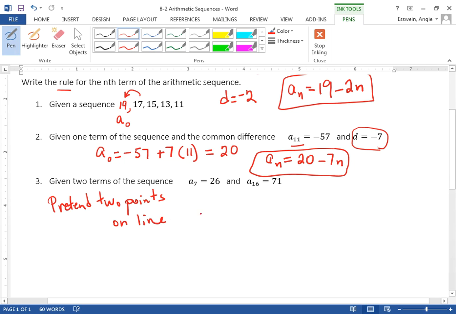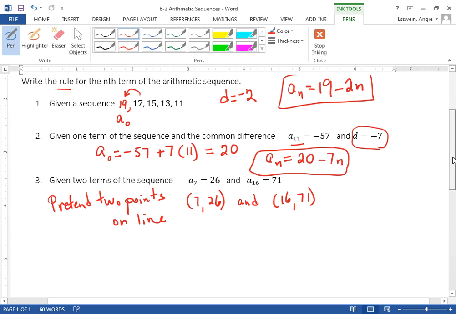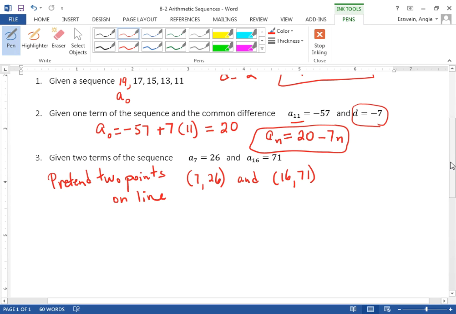So the first point is 7, 26, right? The term number is 7, the term is 26, and the second point is 16, 71. So there's your 2 points on your line. Find the equation. So it's really good review.